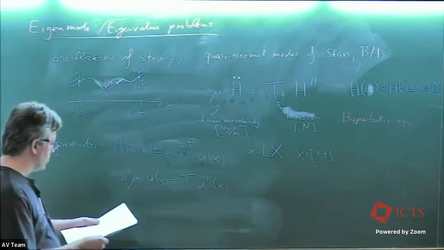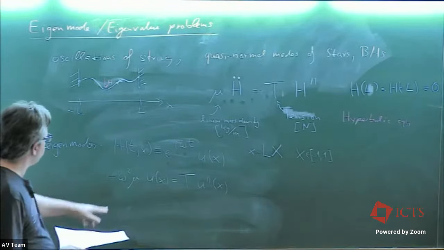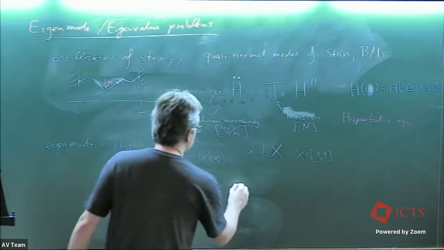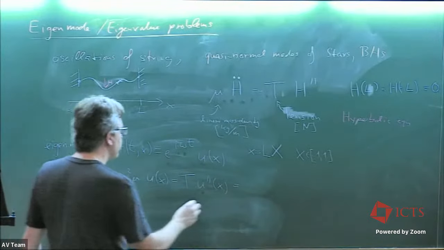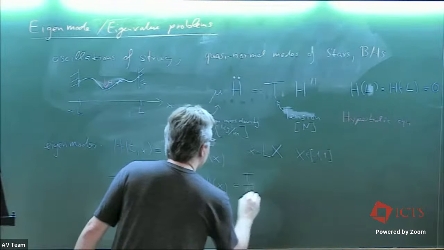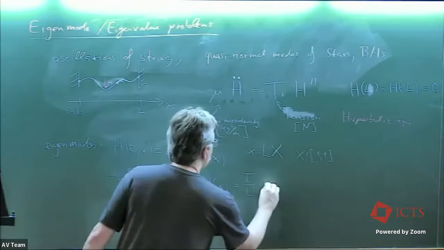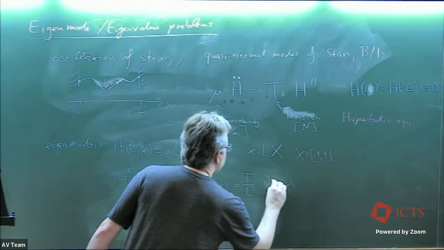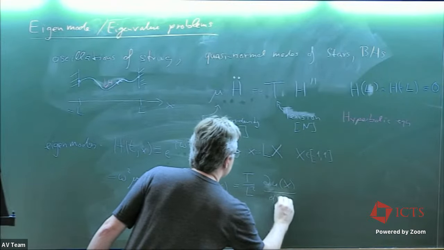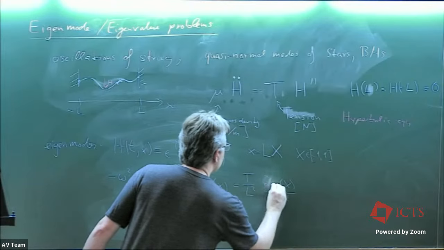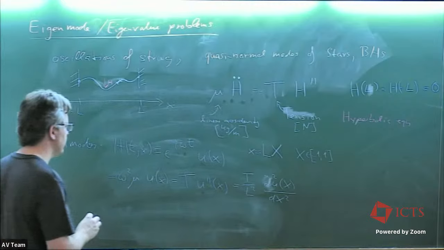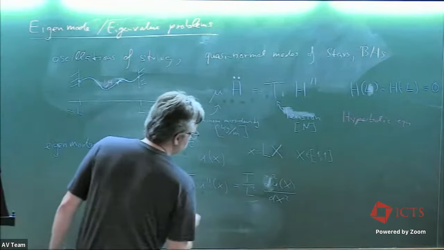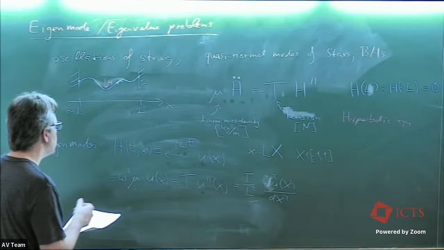And then we can also redefine, if I do this, then the right-hand side here picks up a 1 over L squared. So we have a T over L squared d squared u of x dx squared. And we can now also combine all the variables, all the coefficients we still have floating around here into one.